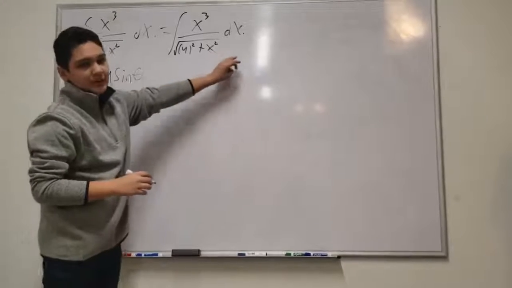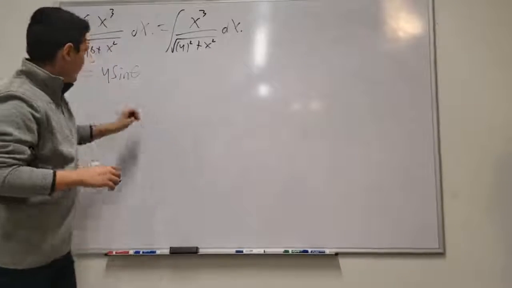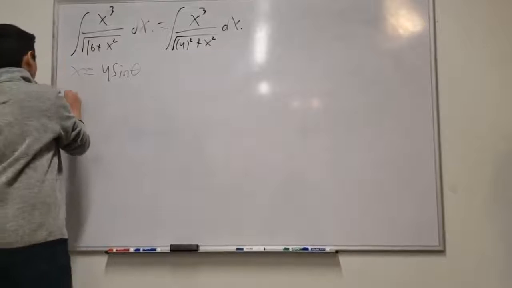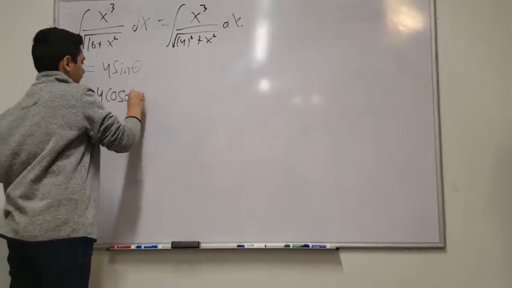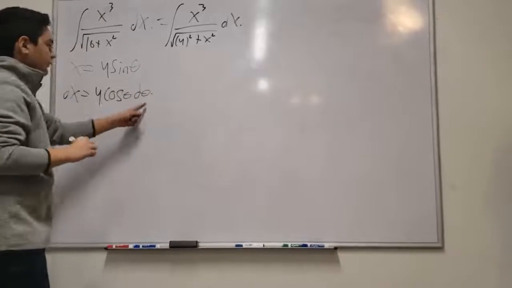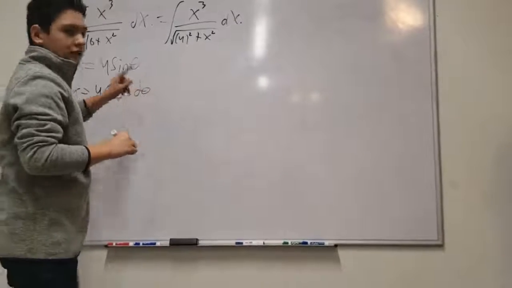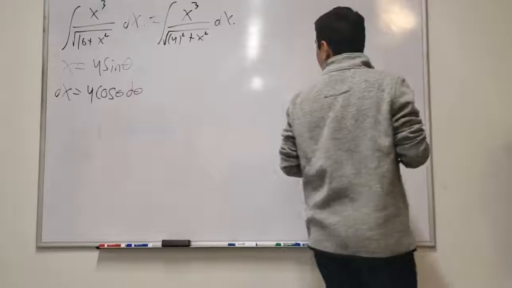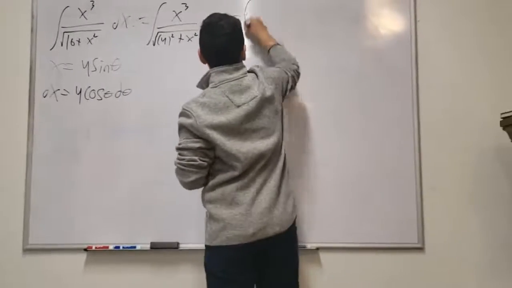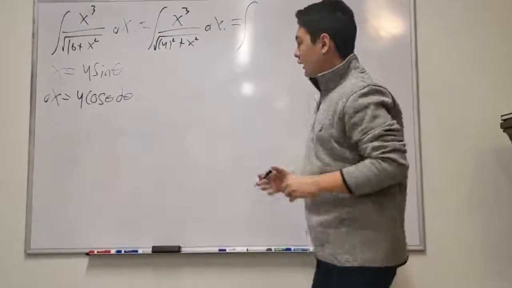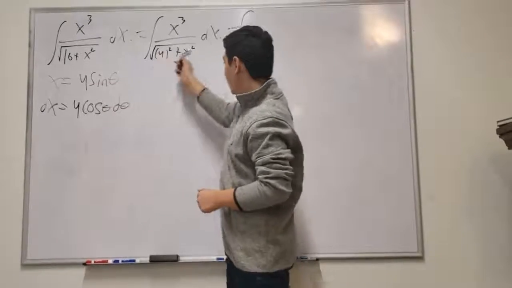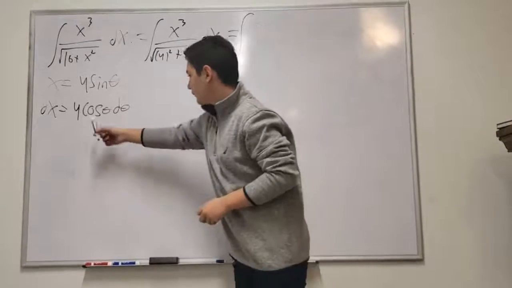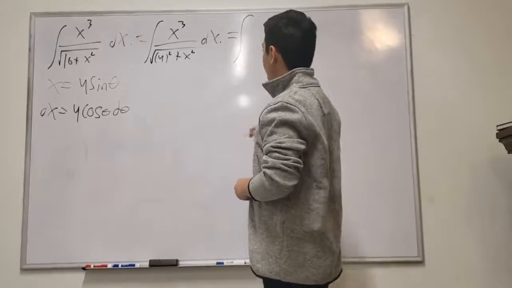Well, we still have dx right here, so we're going to have to take the derivative of 4 sine theta, which is 4 cosine theta d theta. This d theta is going to be very important, so just keep that in mind. Okay, so let's plug in x and dx. Wherever you see x, you're going to plug in 4 sine theta. Wherever you see dx, you're going to plug in 4 cosine theta d theta.